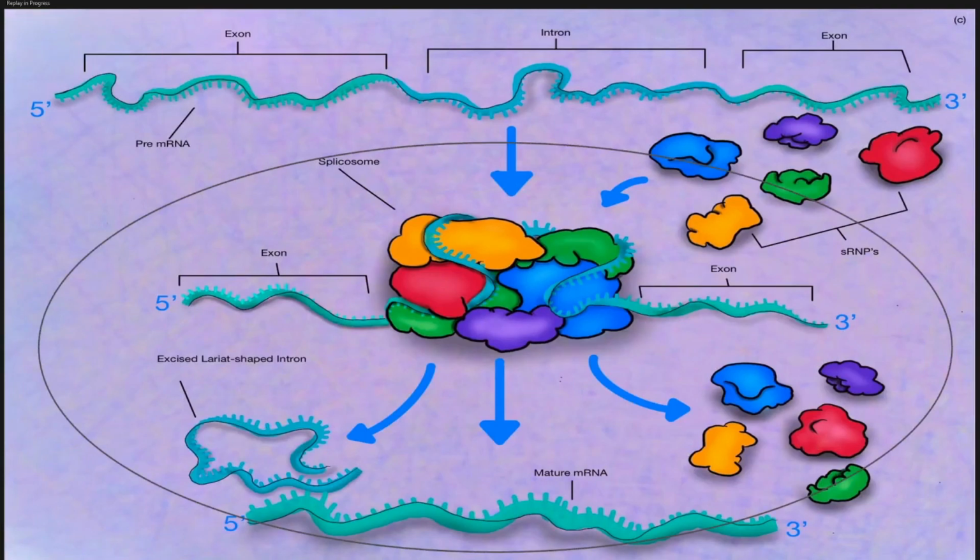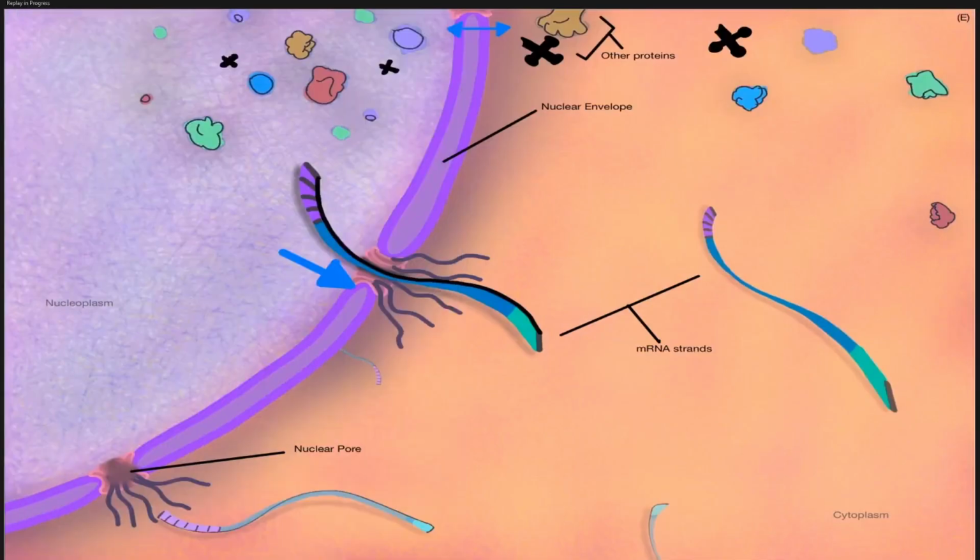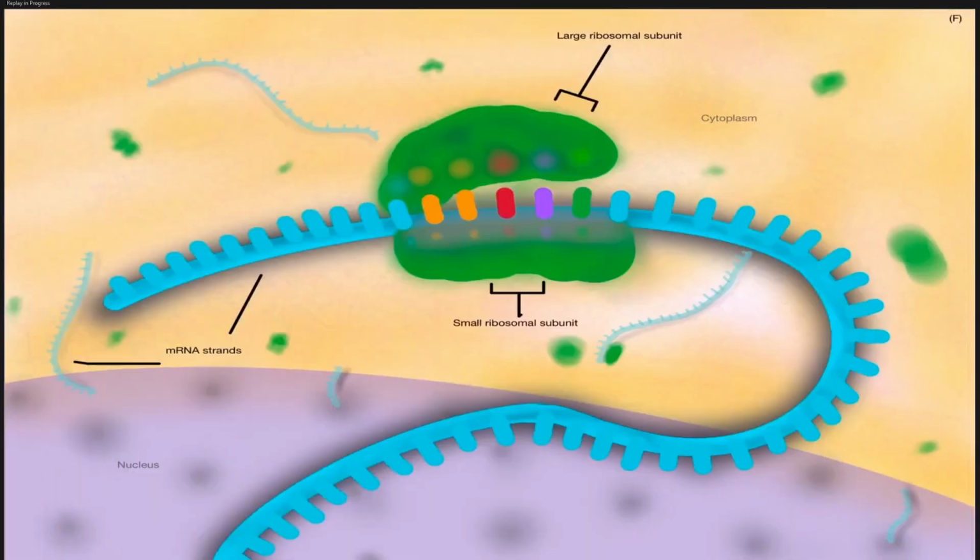Spliceosomes then cut out introns from the mRNA and piece together the exons. A poly A tail and 5' cap are also added to the mRNA. The final mRNA is then transported to the cytoplasm, where the process of translation can occur. Transcription is followed by the second part of the process of protein synthesis, translation.